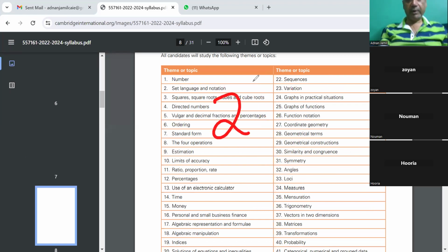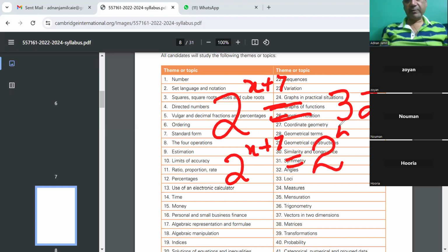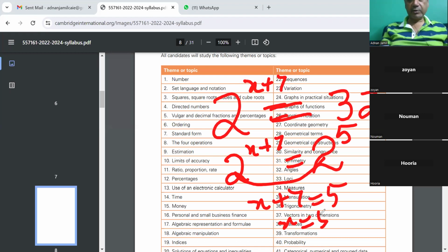Another thing which is very important, for example, if it is written 2 to the power x plus 7 on one side, and on the other side it is written 32. We have to make the bases the same. How to make the bases the same? x plus 7 equals 2 to the power 5, as 2 to the power 5 is 32. So now the bases are the same. We can write x plus 7 equals 5. x equals 5 minus 7. x equals negative 2. This is the way we get the value of x.